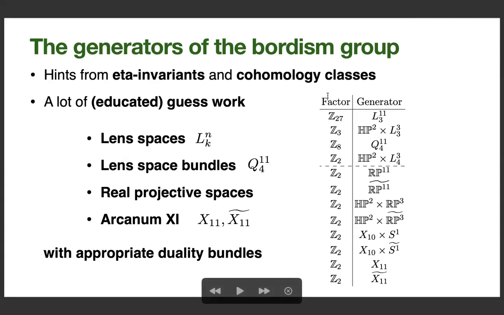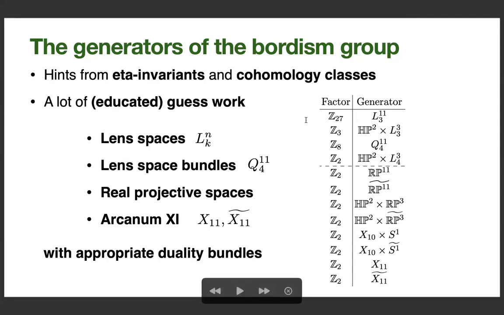Again, I give you just the final result, which took us a very long time to figure out. So for all of the factors, we have one generator. And for example, the Z27 is generated by an 11-dimensional lens space. So this is S11 divided by Z3, with a duality bundle inside the Z3 part of the amalgam.